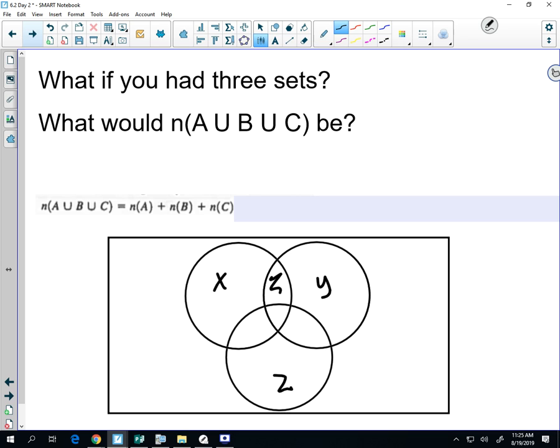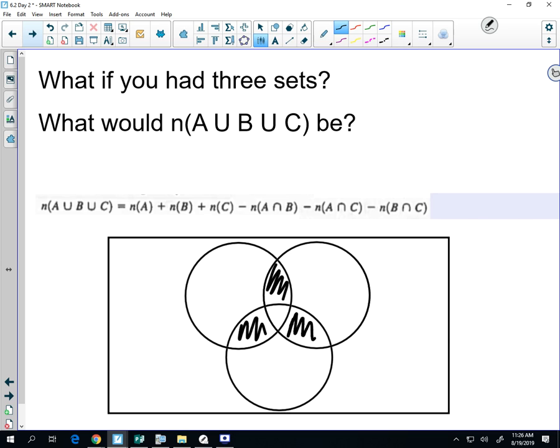But then we'd have to subtract out all these intersections, right? So we're going to subtract out the number in A intersect B, the number in A intersect C, the number in B intersect C. So that would be these guys. But then we also have to subtract out the number in A intersect B intersect C. And this is where I would probably not do it equation-wise like this. I would do it with a Venn diagram, and that's what the next couple examples are.